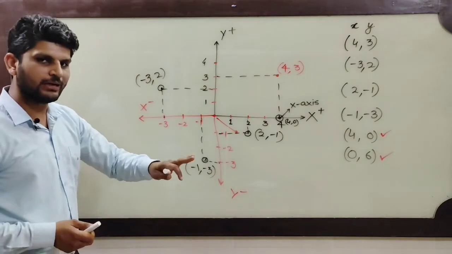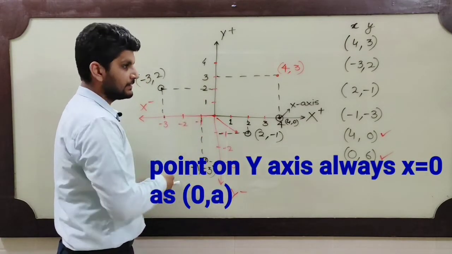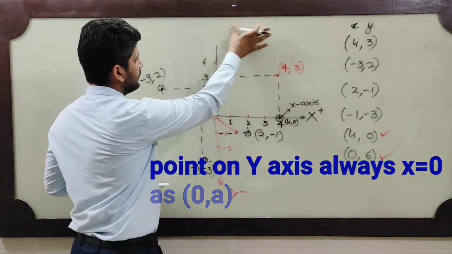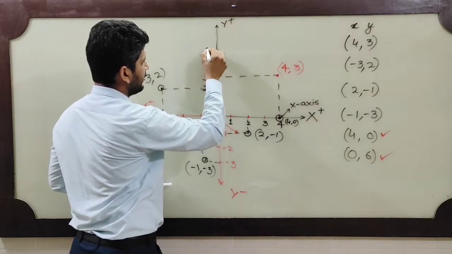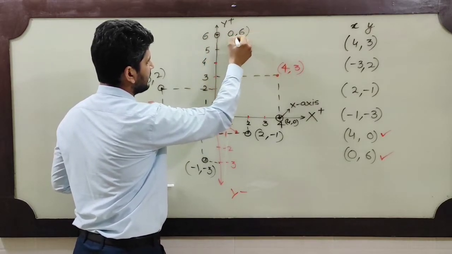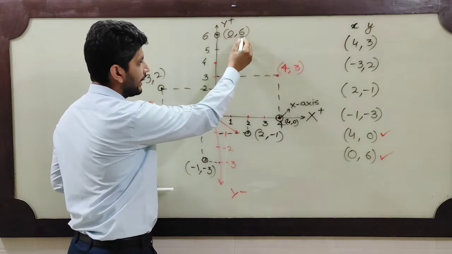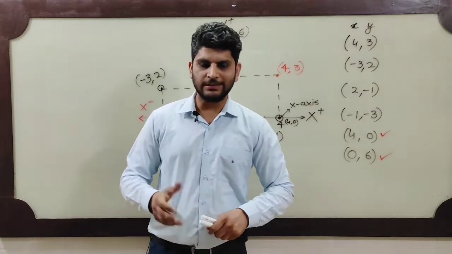Same with 0, 6. It means toward the x-axis no step, but toward the y-axis 6 steps we will go. So we extend this line up to here, y positive. This point is 5, this point is 6. This point is 0, 6: toward x no step, and toward y 6 steps. I hope you have understood that concept.